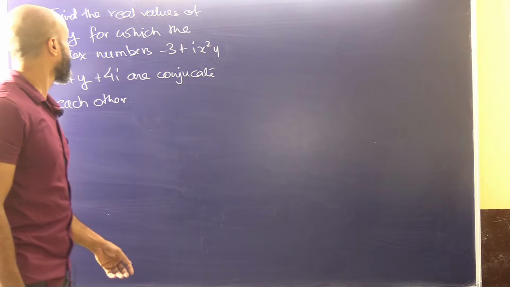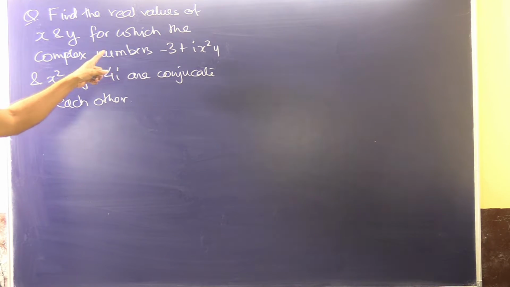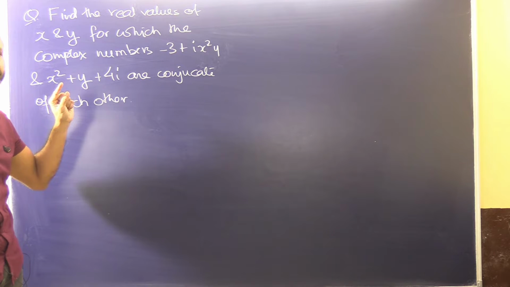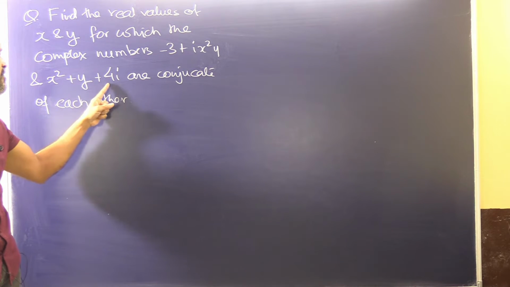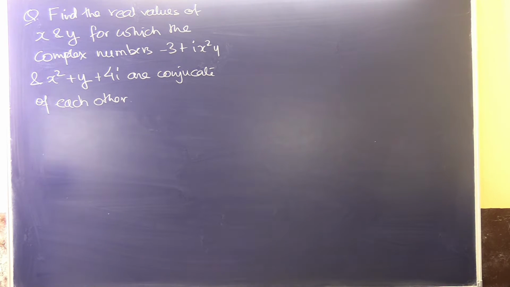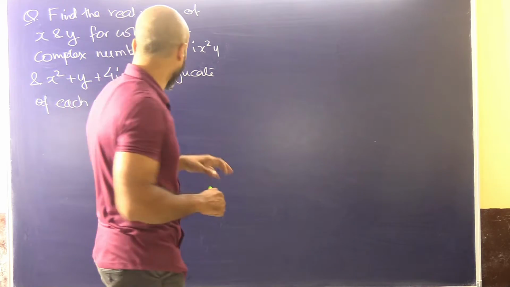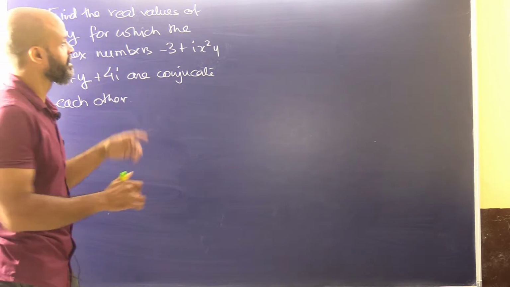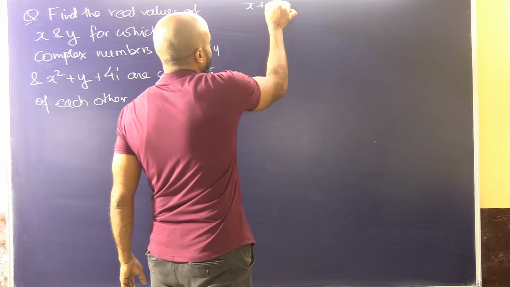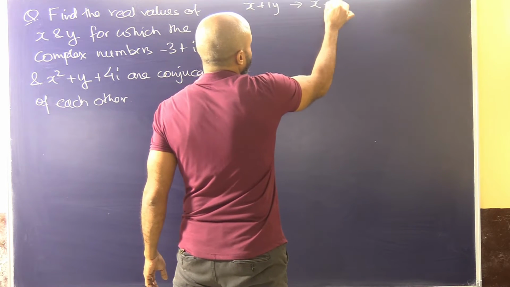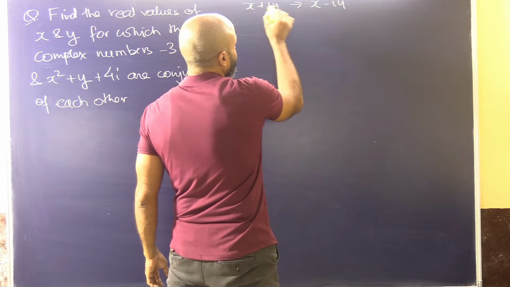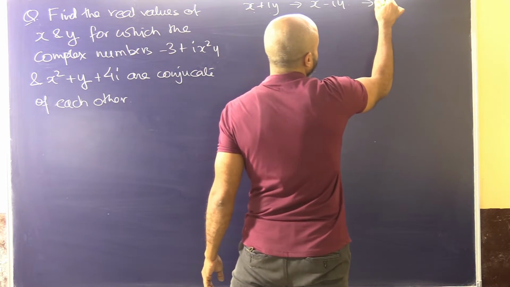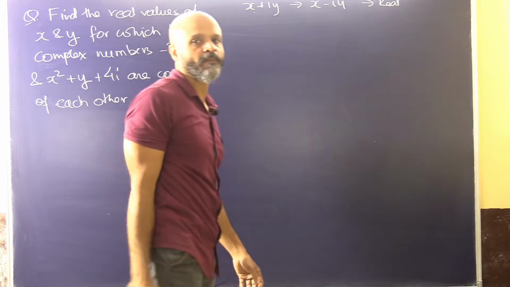Okay, so in this one we have: find the real values of x and y for which the complex numbers -3 + i x²y and x² + y + 4i are conjugates of each other. Okay, so how do we do this? See, conjugate means that if I have x + iy, its conjugate will be x - iy. A pair which, if we multiply these two, the answer will only be real. It cannot be imaginary.